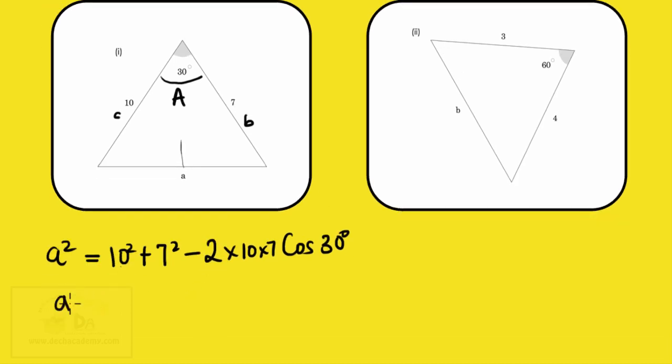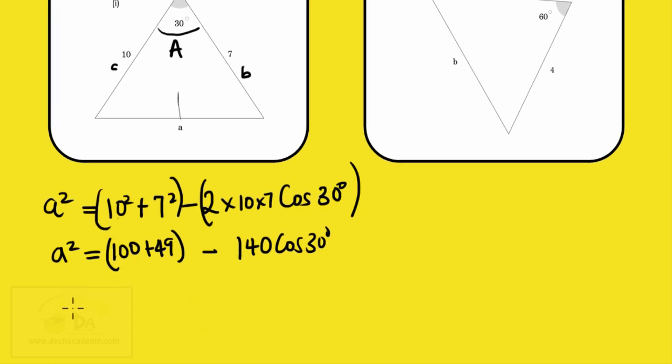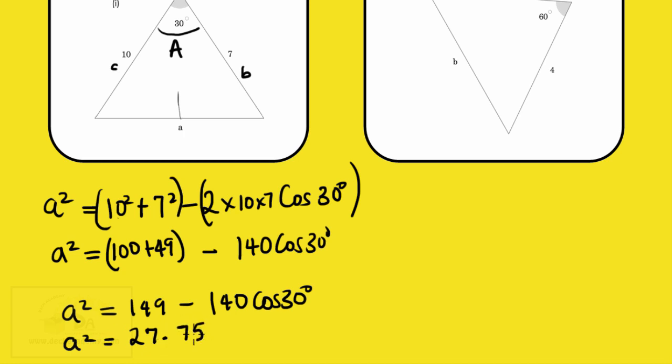So A squared is simply 100 plus 49. So I'm going to put that in a bracket. 100 minus, let's put this in a bracket too, 2 times 10, which is 20, 20 times 7, which is 140, so 140 cos 30 degrees. So A squared is equal to 149 minus 140 cos 30 degrees. Now simplifying the right hand side of this equation using a calculator gives A squared is equal to 27.756.